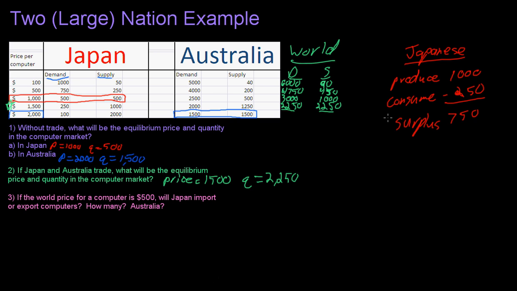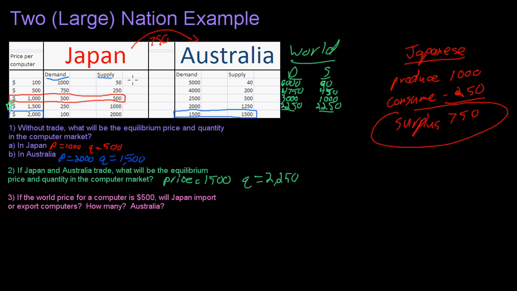And this is at a price of 1,500, which we already determined puts the world in equilibrium. So if the world's in equilibrium, then the Japanese have to be doing something with this surplus of 750, and what they're doing is they're trading it to Australia. So Japan is sending 750 computers to Australia at the equilibrium.